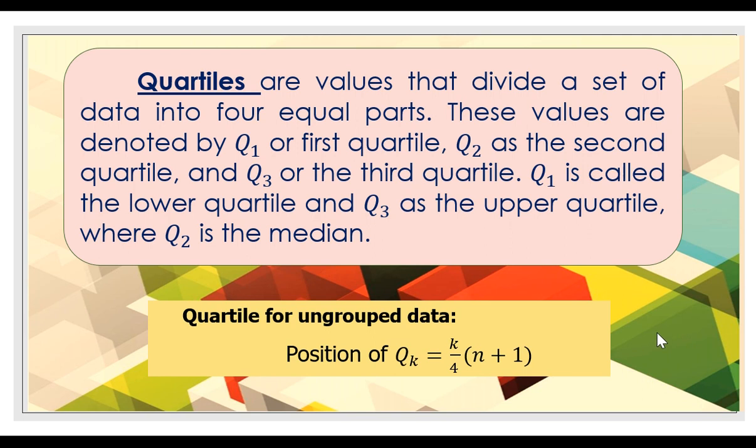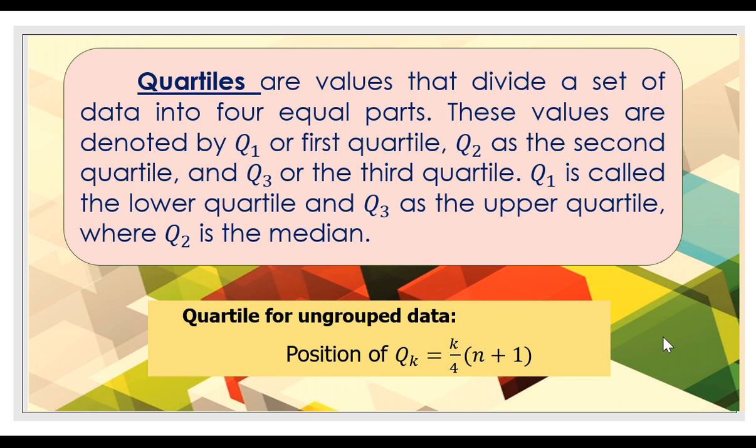These are values that divide a set of data into four equal parts. To find the position of the kth quartile, that is equal to k divided by 4 times the quantity of n plus 1. Now we have discussed in the previous video presentation the Mendenhall and the Cake method.